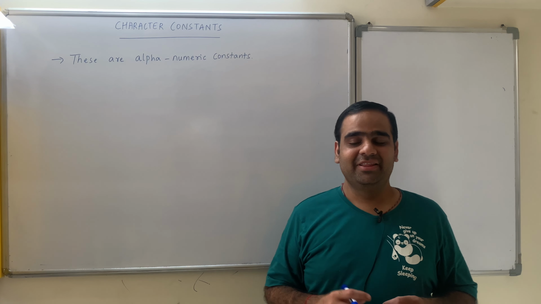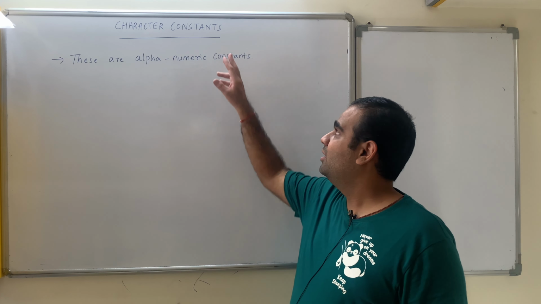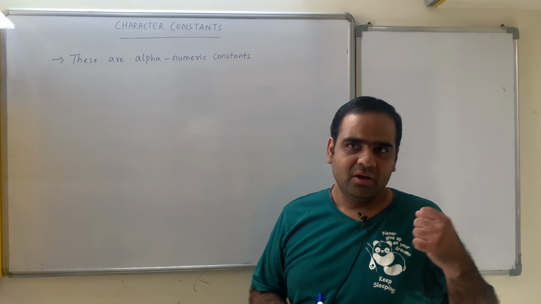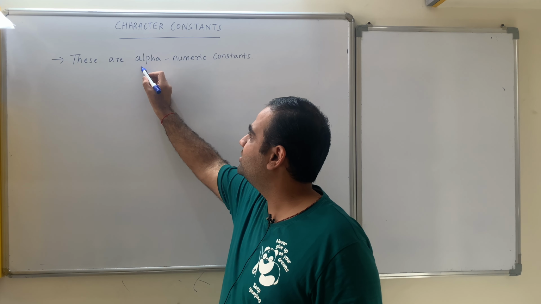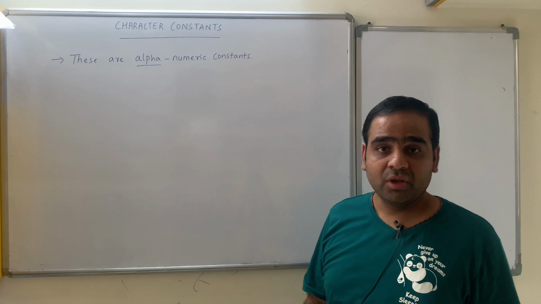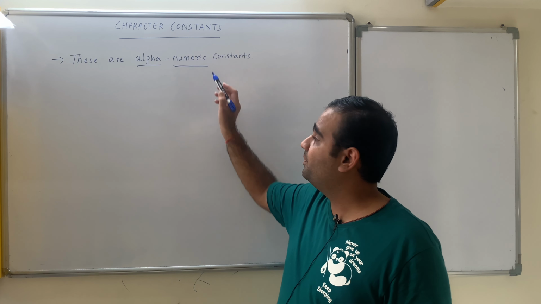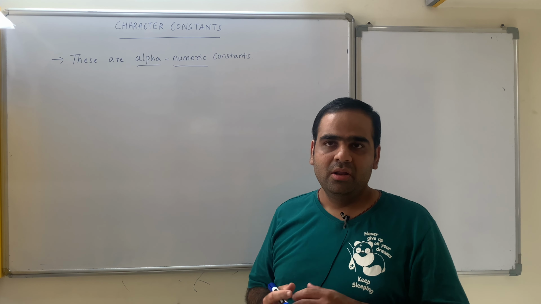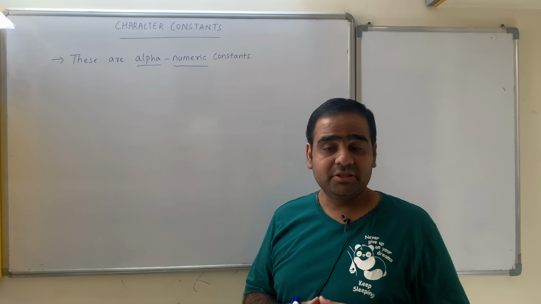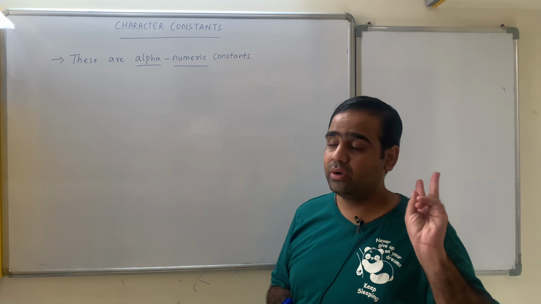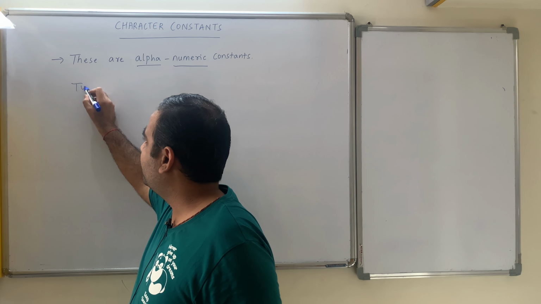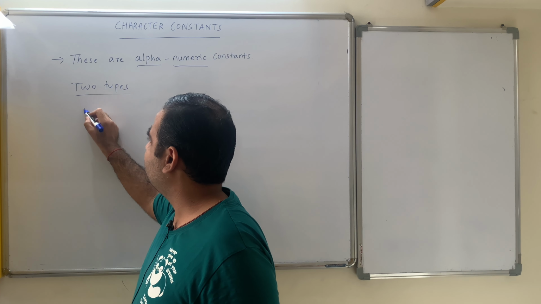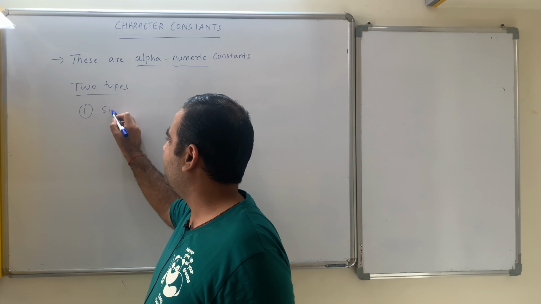Let us discuss the character constants. Now, these character constants are alphanumeric constants. What do I mean by alphanumeric constants? That means you can use alphabets, or you can use numbers, as well as you can use special symbols over here. Now, these character constants are again divided into two types. Let's write it. First one is single character constants.